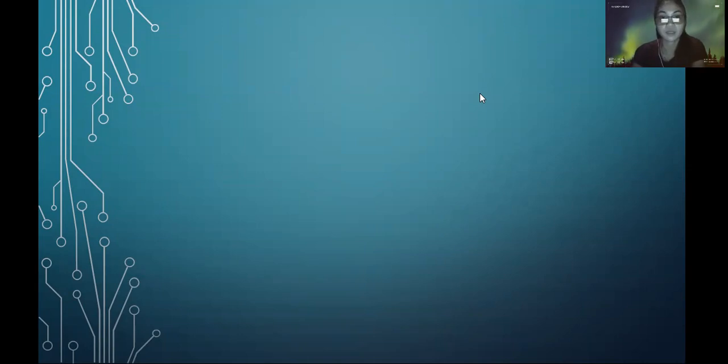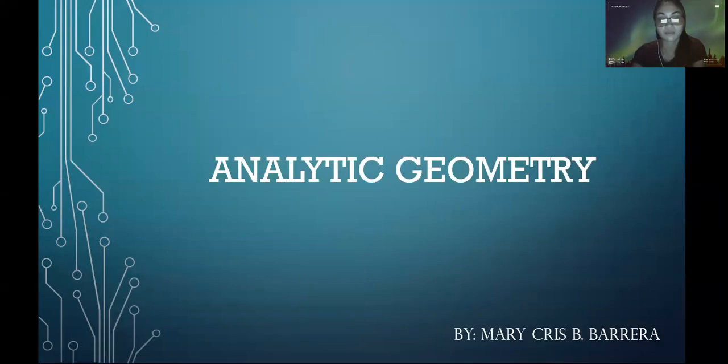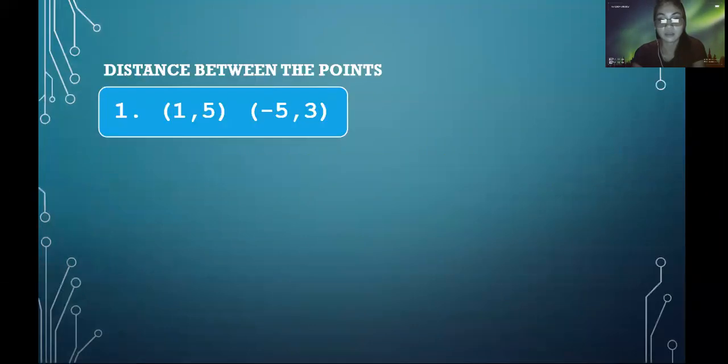So now we are going to tackle analytic geometry. So first, we are going to find the distance between the points. Problem number 1 is the points (1, 5) and (-5, 3).